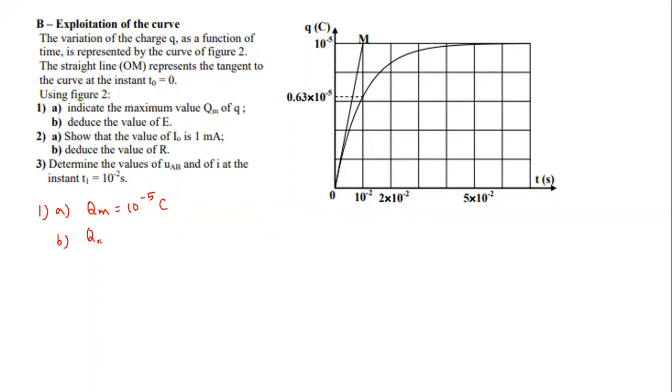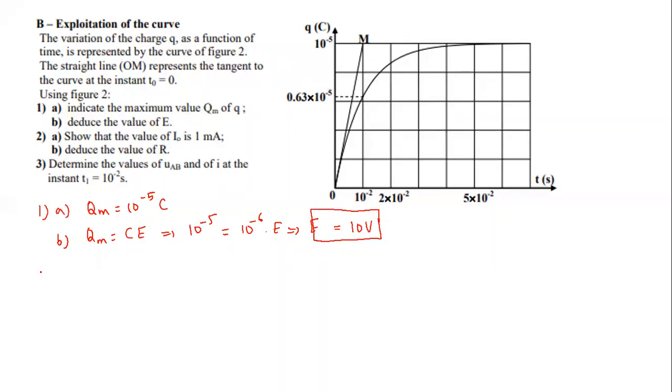We already said that Qm is equal to C times E, which means that 10 to the power minus 5 is equal to C, which was 1 microfarad, so 10 to the power minus 6, times E. Then we get that E is equal to 10 to the power 1. E will be equal to 10 volts.